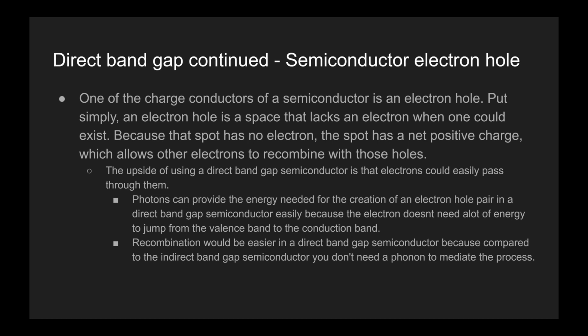Recombination would be easier in a direct bandgap semiconductor because, compared to the indirect bandgap semiconductor, you don't need a phonon to mediate the process.